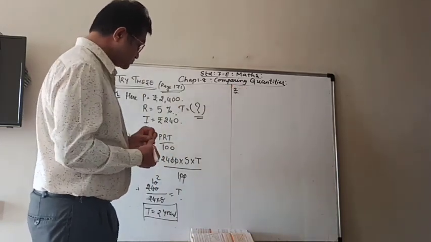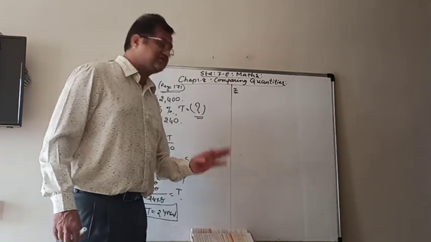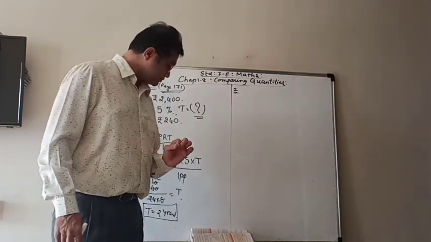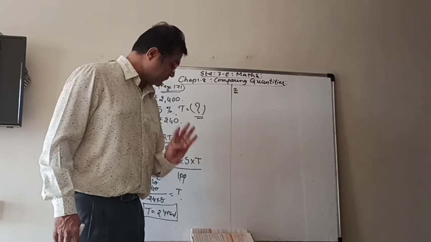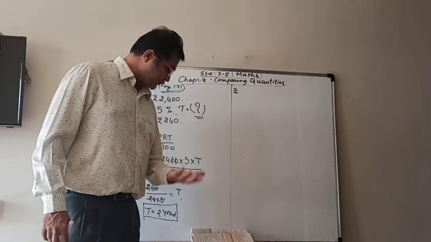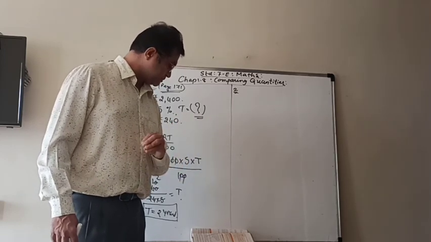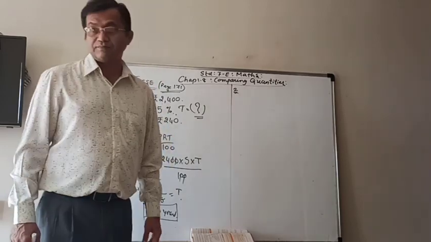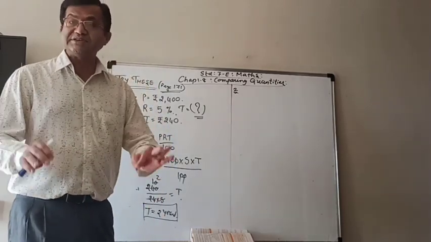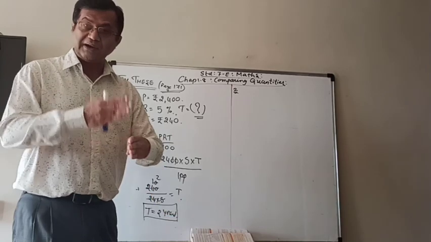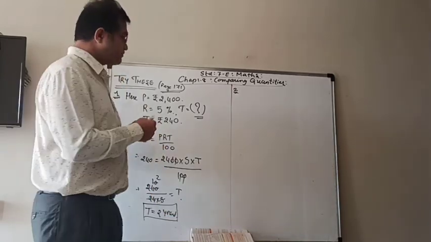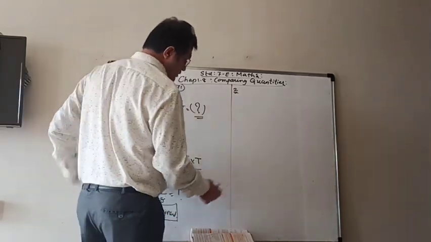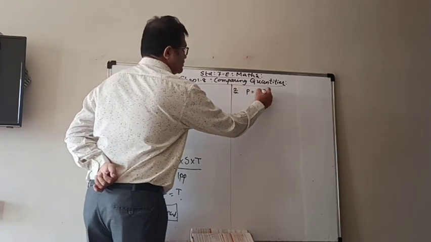Second, try this. On a certain sum, the interest paid after 3 years is rupees 450 at 5% rate. We have to find the sum. So here P, principal, is not given. R, T and I are given. So whatever is given, we have to find out P. P is question mark.